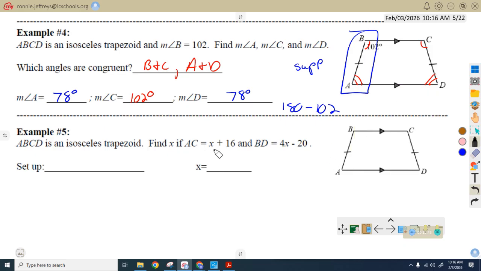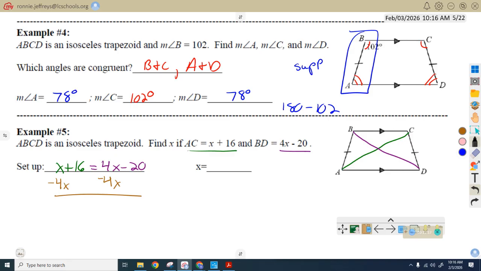So, isosceles trapezoid. So AC is right here. That's the diagonal. We know the diagonals are congruent. I didn't draw it because, again, messy. BD is this right here. So, solving the problem right now. Accidentally wrote a 28.